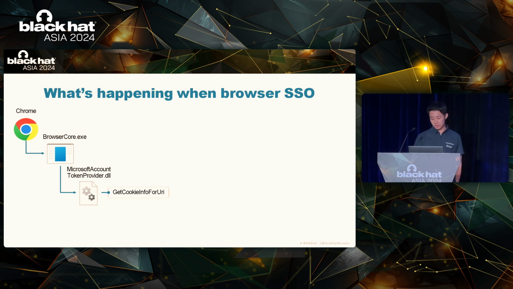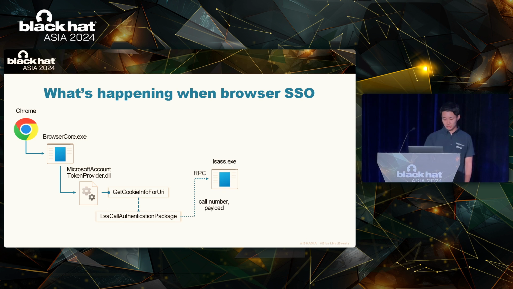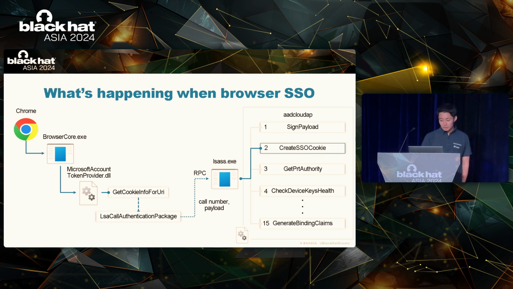So let me summarize what we have seen so far. During the browser single sign-on, Google Chrome runs BrowserCore.exe, and then BrowserCore.exe executes the GetCookieInfoForUri. Then this method executes the LsaCallAuthenticationPackage to communicate with LSASS.exe. By sending the JSON data, it is passed on to the Azure AD plugin, and then based on the call number of the JSON data, the CreateSSOCookie function is executed. And this function returns a PRT cookie to Google Chrome. So this is what happens during browser single sign-on.